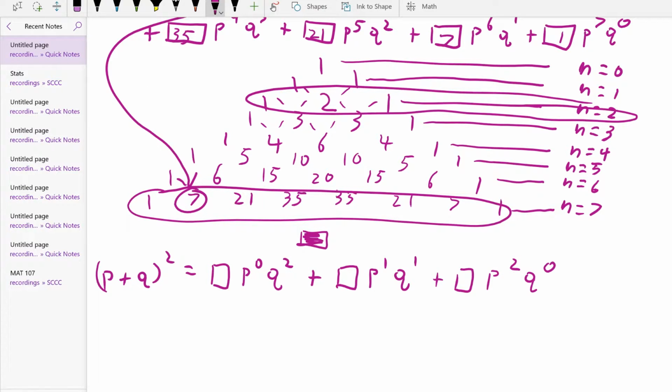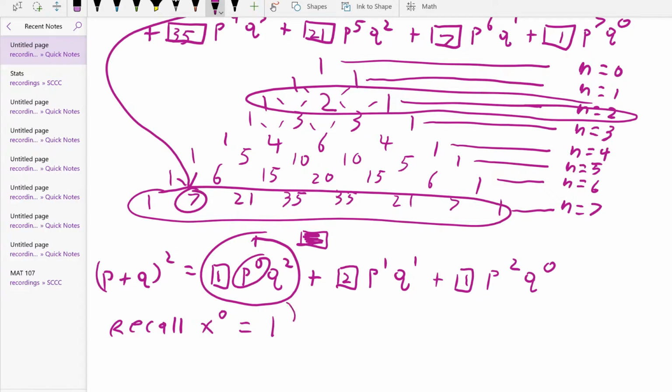So now let's put in the binomial coefficients. So we have 1, 2, 1. And this is actually our answer. So let's simplify this a little bit to see if we are on familiar ground. Recall that x to the 0, as long as x is not equal to 0, is equal to 1. And so this p to the 0 term is equal to 1. So this term in its entirety is actually q squared.